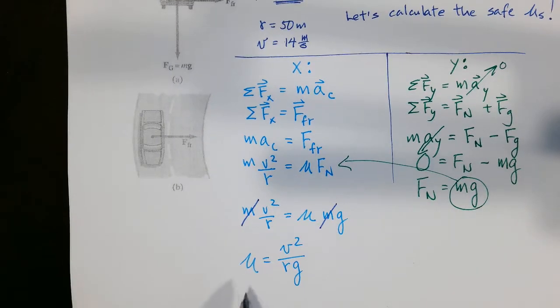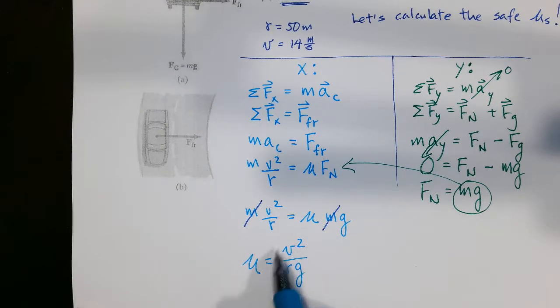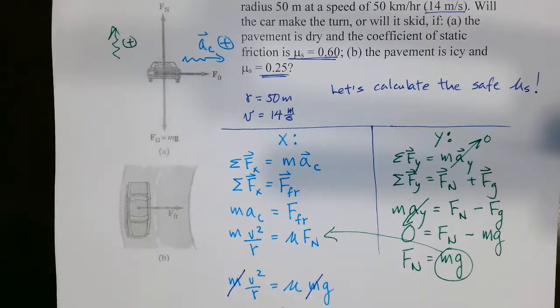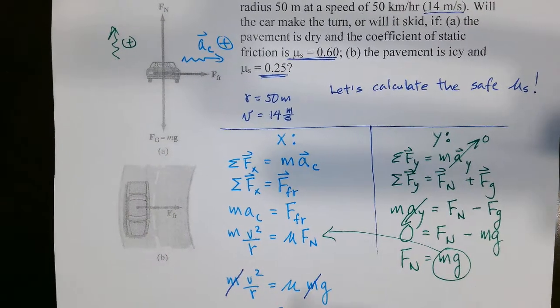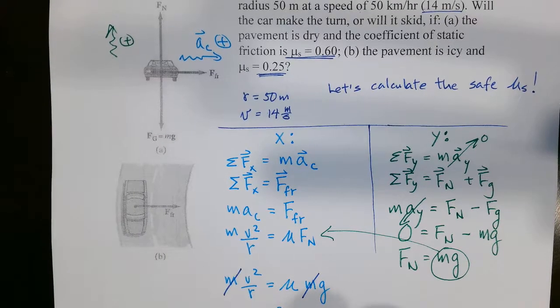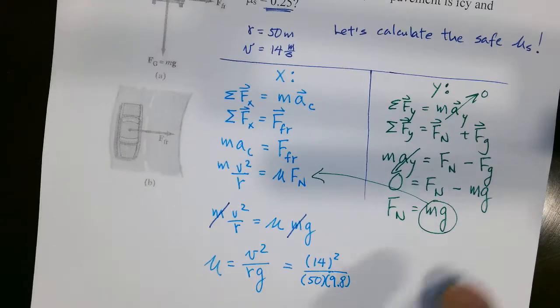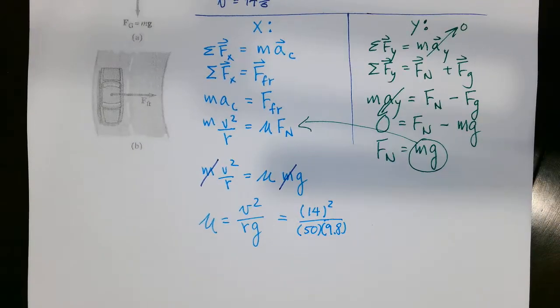So now if we solve for mu at 14 meters per second, it will tell us if we could make this curve at this or this. Okay? So let's take a look. V squared, which is 14 squared, divide that by R, which is 50 times 9.8. Don't plug in negative 9.8 because we already gave direction here already.